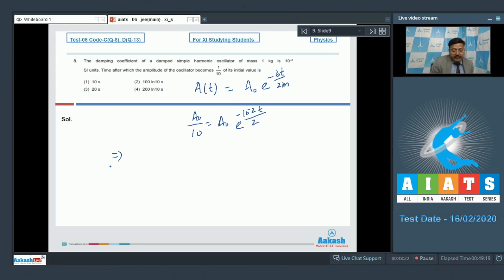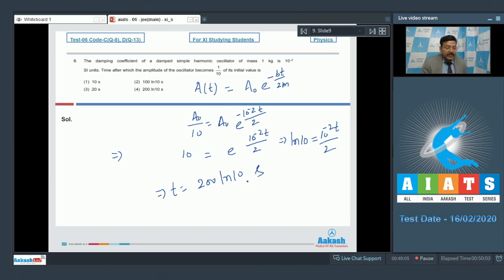So this means that we have 10 is equal to e to the power 10 to the power minus 2 t by 2, and if we take log on both sides, we get ln 10 is equal to 10 to the power minus 2 t by 2. This in fact gives us the value of t, and the value of t is then 200 into ln 10 seconds, and this is matching with option 4. So option 4 is correct for question 8. Let's go to the next problem now.